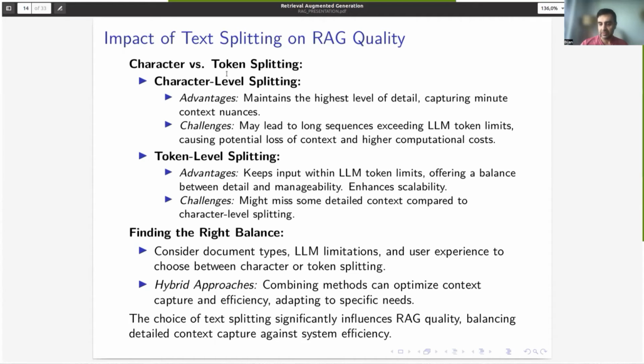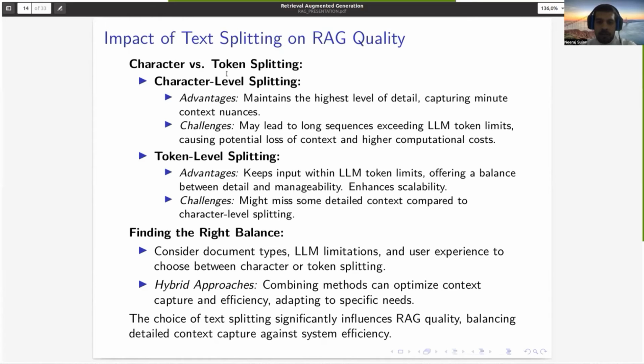All right, let's continue. So I already mentioned splitting your text into chunks, and the two methods are character level splitting and token level splitting. The advantage of character is it maintains the highest level of detail, capturing the small nuances. Challenges: it could lead to long sequence lengths and exceed the token limits. The advantage of token level is it stays within the token limit provided by OpenAI, but it might miss out on some information.